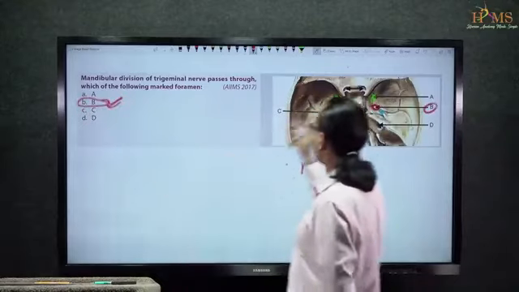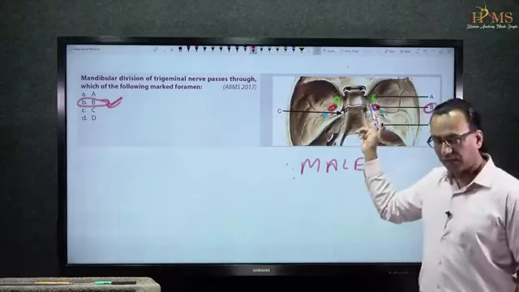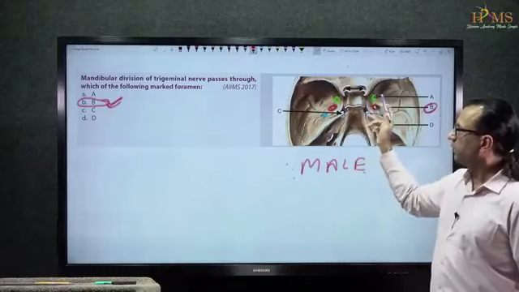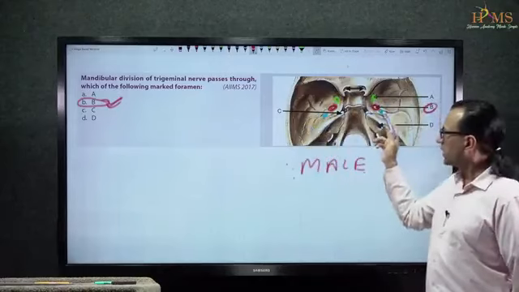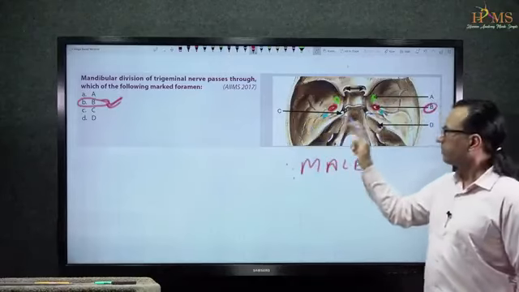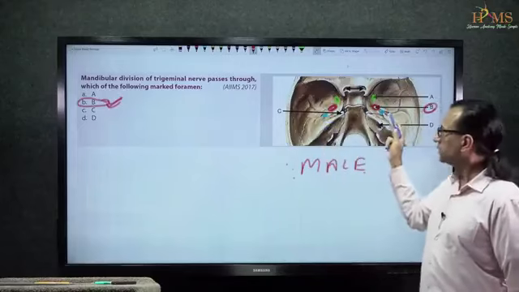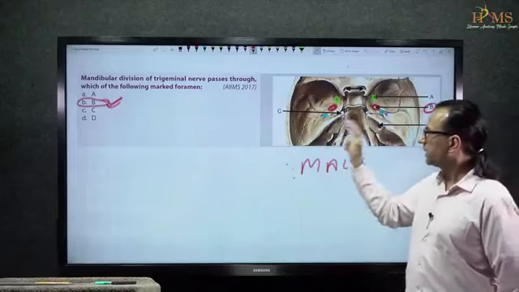Marker A is the foramen rotundum, through which the maxillary nerve branch of the trigeminal nerve will be passing. Then what is passing through the foramen spinosum? It is the middle meningeal artery. Along with that, a branch of the mandibular nerve called nervus spinosus passes through the foramen spinosum.